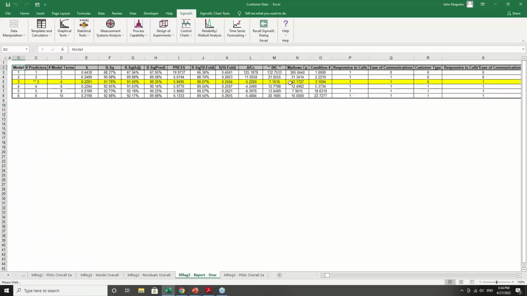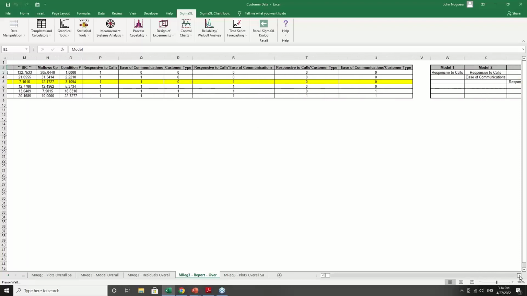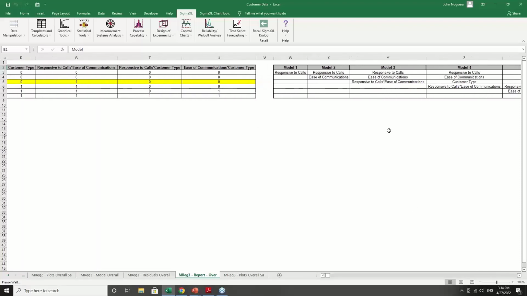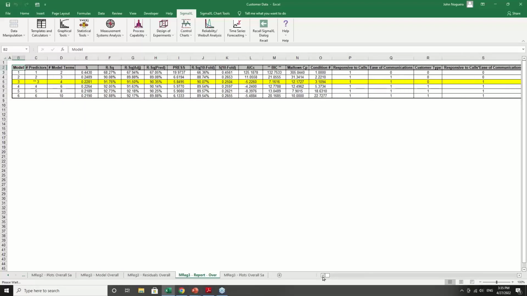We now see that the minimum BIC was selected, which happens to correspond to the maximum R-square predicted. And as I said at the outset, it's really easy to recall and try different metrics, and then you can compare the various models. So in this case, model number 3, and you can scroll over model number 3. It's responsive, ease, and responsive by ease interaction. Okay. I think we're going to consider that our final model.